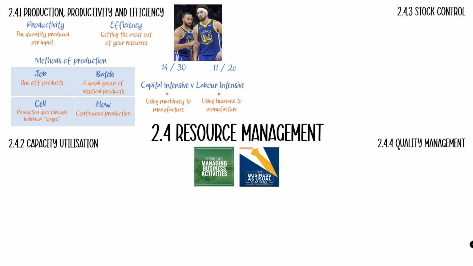When we think about our production, we also need to think about how much of what we can produce we are producing. And that's what 2.4.2 goes through. It goes through capacity utilization. So this is the percentage of the max available output that is being produced. So before we go any further, we need to understand what it is that determines our maximum output. This is going to be determined by our resources.